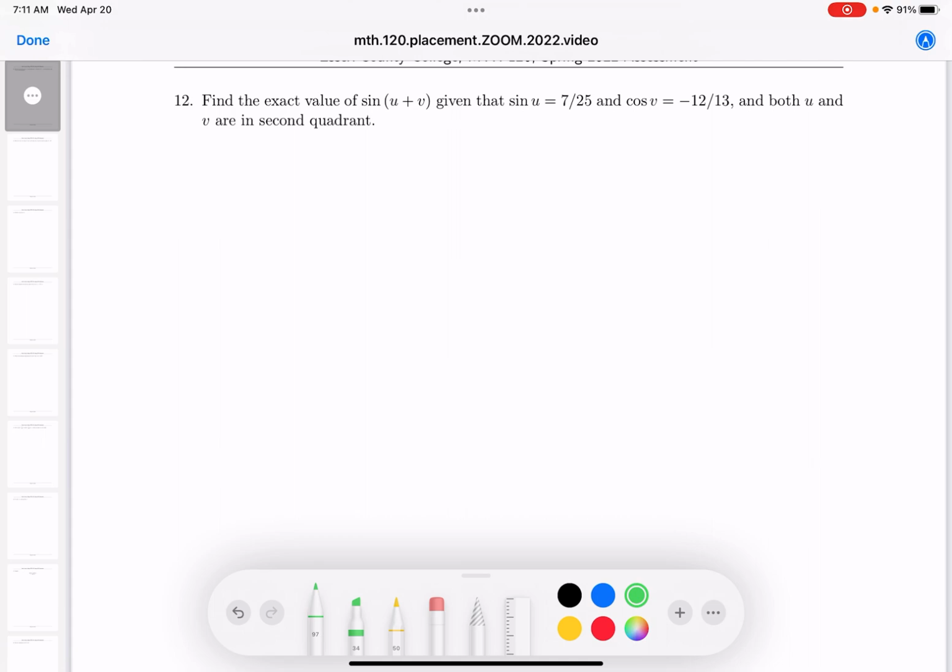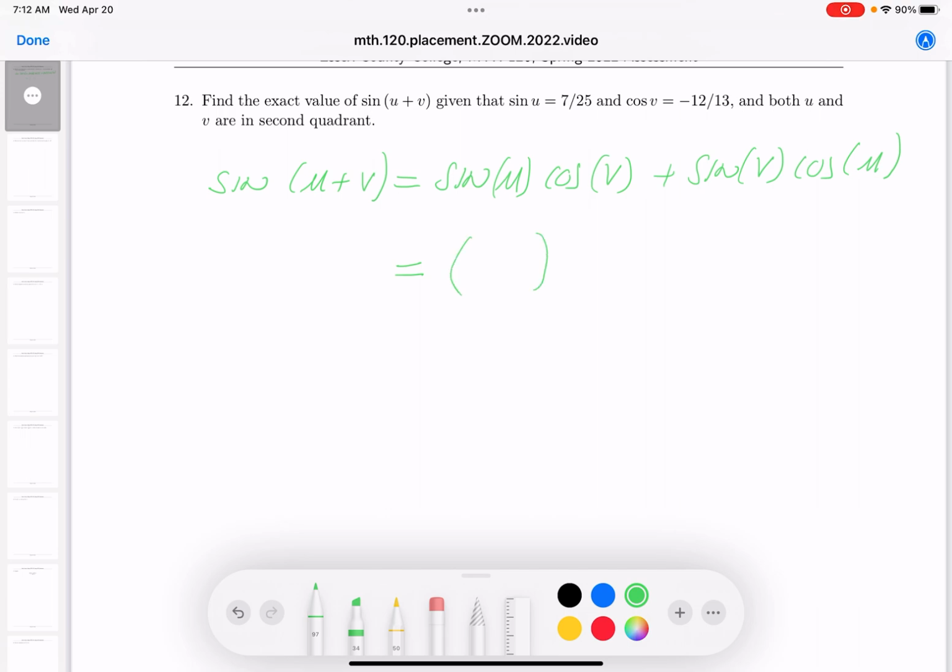And number 12, find the exact value of the sine of u plus v. Let me write this down. And that's going to be sine u cosine v, plus sine v cosine u. A lot of students often question, do you need to write things down to answer questions? And I would say that's probably what you want to be doing, is writing things down, not trying to stab in the dark at what the answers are. But what I'm going to do is I'm going to fill in what I know. And yes, I'm writing this down for a reason.